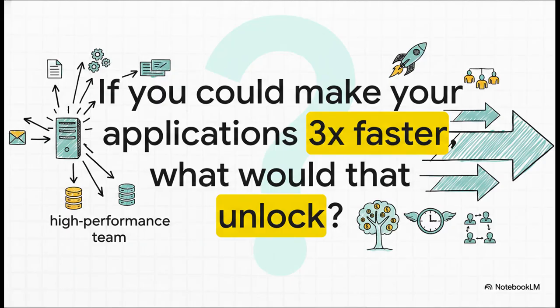And that really just leaves us with one final thought. We've seen how having the right communication strategy can turn a bunch of separate tasks into a super high-performance team. So the question I have for you is, if you could make your own projects 3 times faster, or smoother, or more responsive, what kind of amazing new things would that let you build?